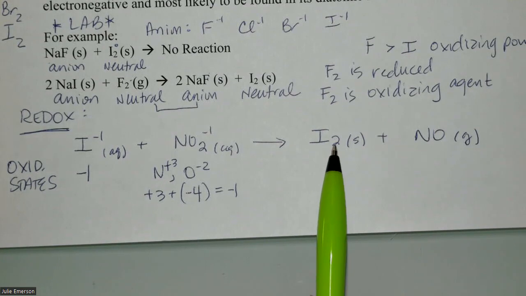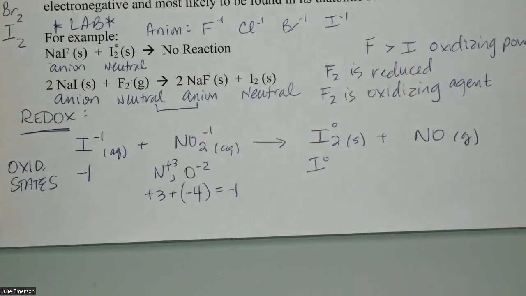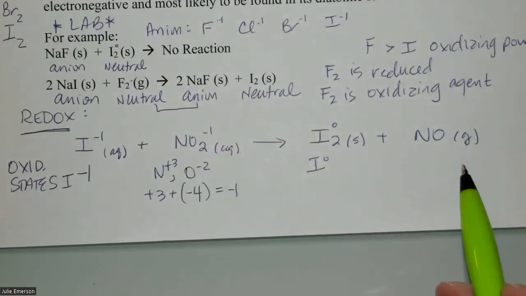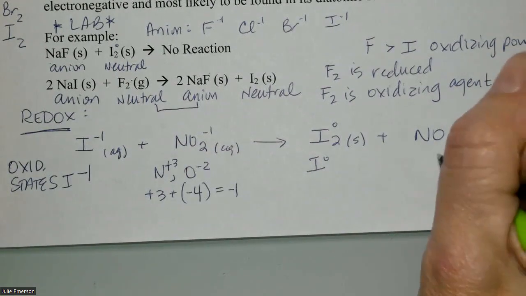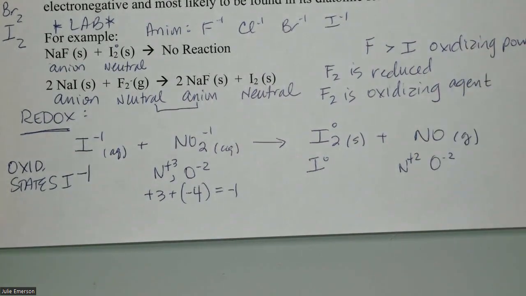The iodine on the product side, I2, no charge indicated. That means the oxidation state would be 0. And let me just put that as I over here. And then the NO, this one is a little bit easier. We know oxygen is a -2, so that means the nitrogen must be a +2.